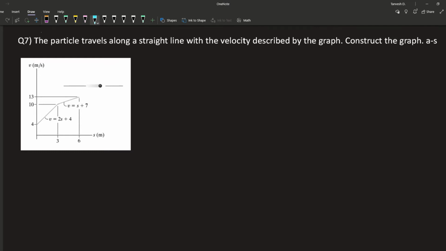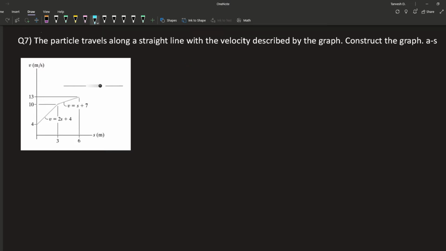So in this next numerical, we have to construct the A-S graph given a V-S graph. So velocity is described as a function of s. We know that a is equal to v into dv by ds, right? So using this formula, we can differentiate the velocity with respect to the displacement, because in the graph it is given as a function of displacement. So we'll use this and we'll again tabulate our results.